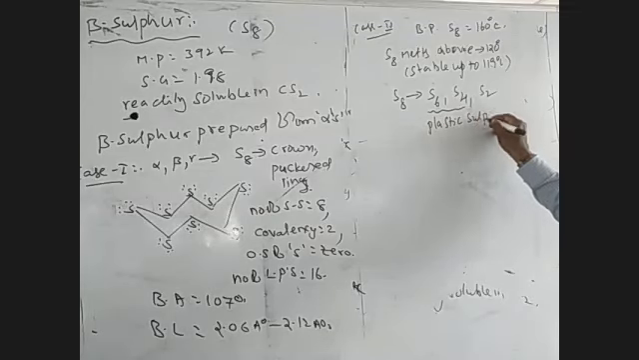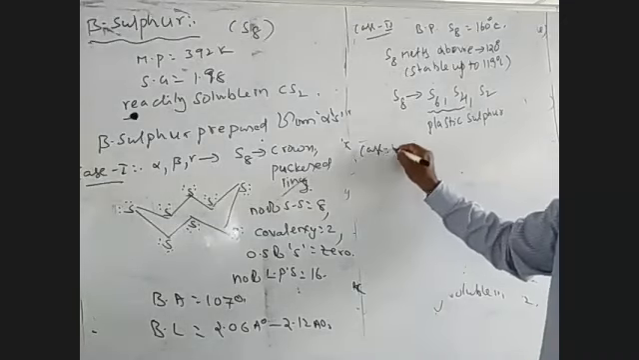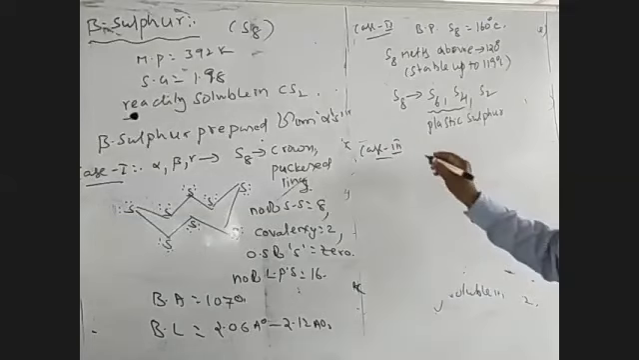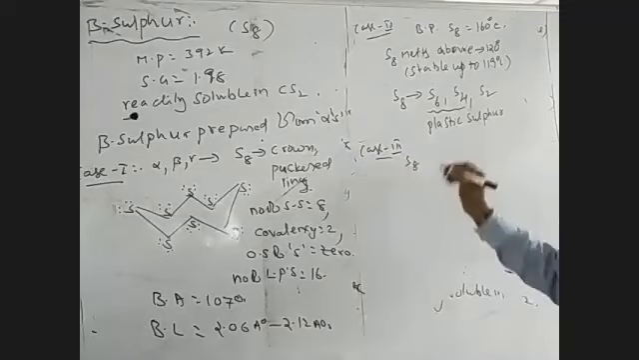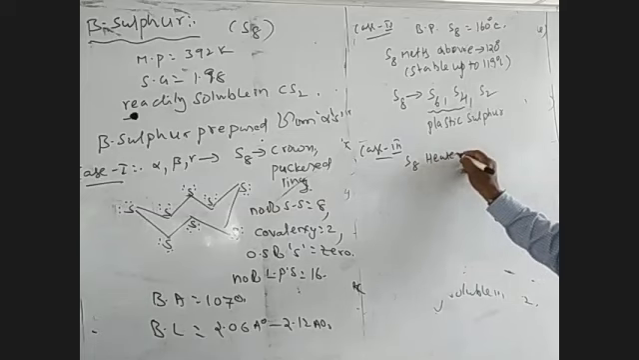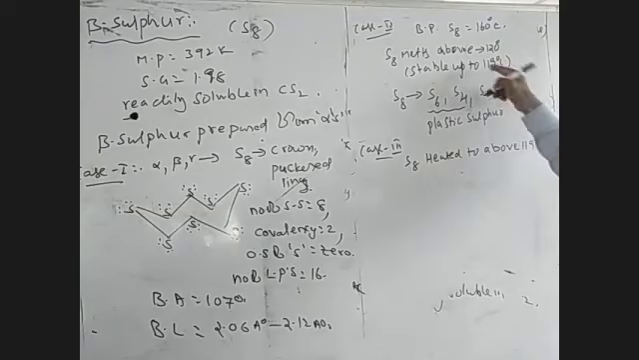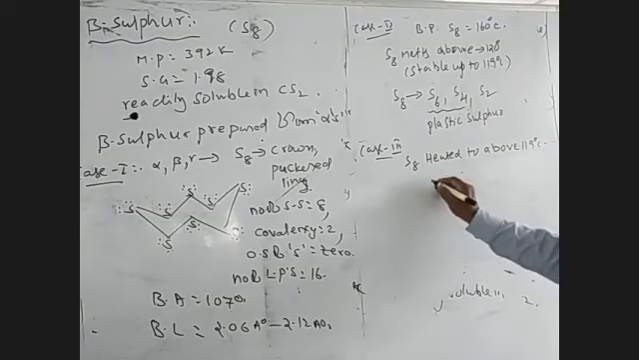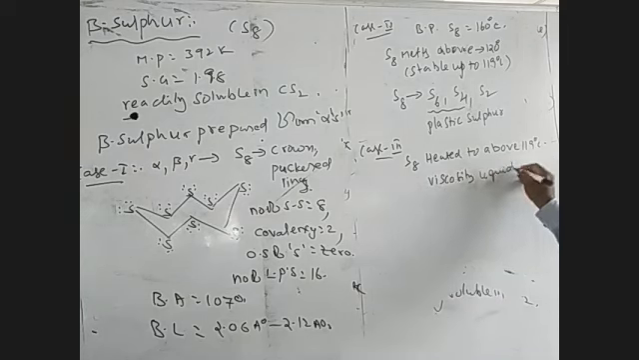So the plastic sulfur mainly contains S6 units, in addition to S4 and S2 units. That means in case 3, if the sulfur is heated to above 119 degrees centigrade, the viscosity of that liquid increases.